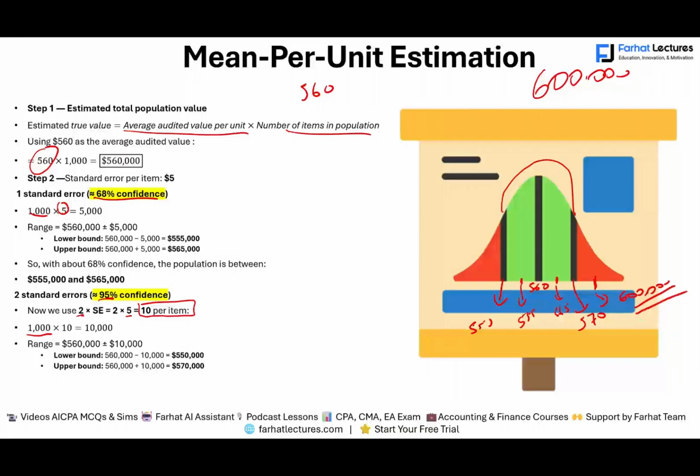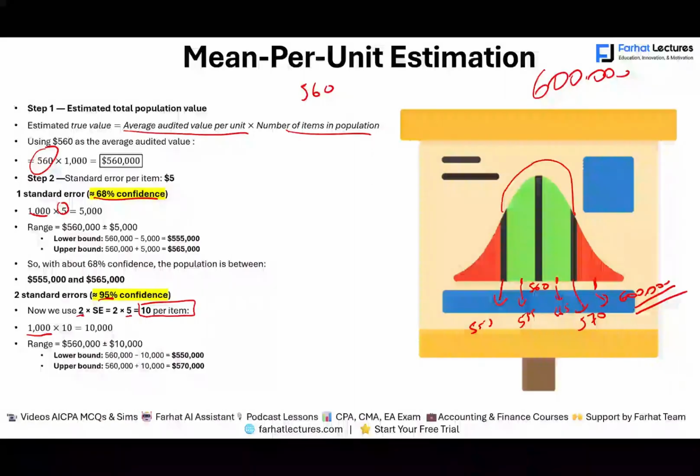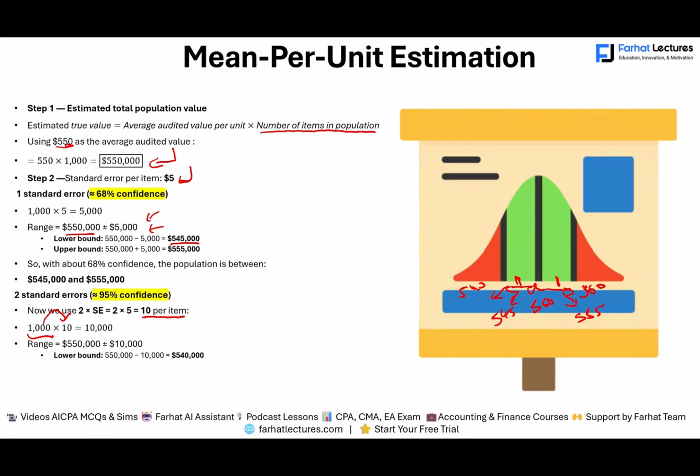Well, with a 95% confidence, it's not likely the balance is fairly presented. What does that mean? It means we need to do more work. Based on the mean per unit, the 600,000 is incorrect. We either need to do more work or make an adjustment, but this is all we can say using the mean per unit, and this is how we compute mean per unit estimation.